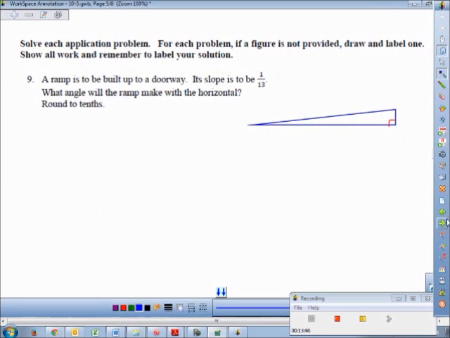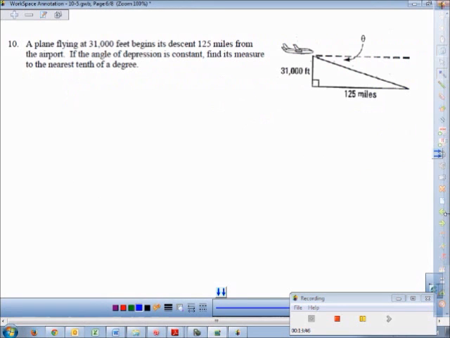Next. The picture is drawn for you. But man, do we have a hard time with these pictures. Let's understand the picture because it's not drawn for you on your homework. A plane is flying at 31,000 feet. Isn't that the height of the plane? Right? So that's perpendicular from the ground.